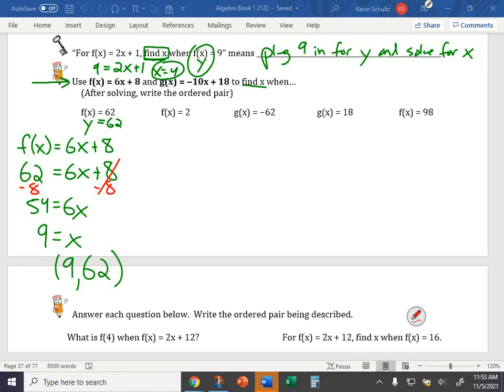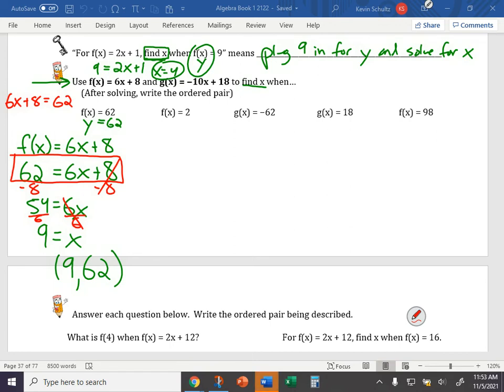On the right side, that cancels it out. 62 minus 8 is 54. And then here, divide both sides by 6 to get x by itself. And 54 divided by 6 is how we get 9. Some of you are so used to having your answer to an equation on the right side of the equal sign. Once you get to this step, if you need to rewrite it to be 6x plus 8 equals 62, and now you know what to do, you can do that.